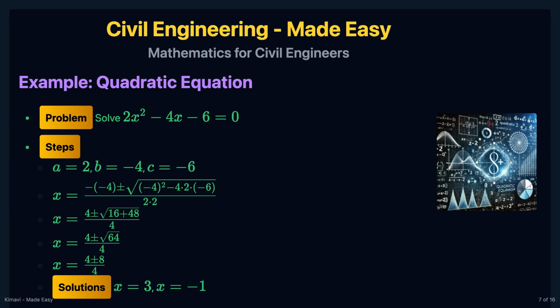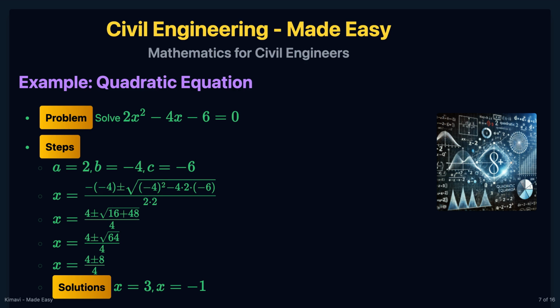Let's solve the quadratic equation 2x squared minus 4x minus 6 equals 0. Here a equals 2, b equals negative 4, and c equals negative 6. Using the quadratic formula, we get x equals negative negative 4 plus or minus the square root of negative 4 squared minus 4 times 2 times negative 6, all divided by 2 times 2.